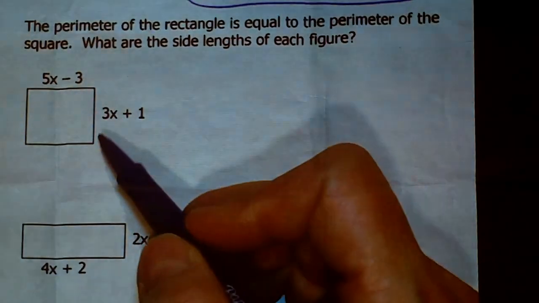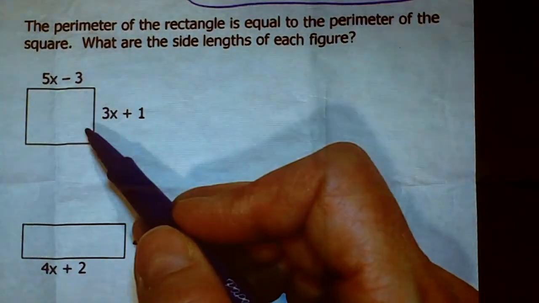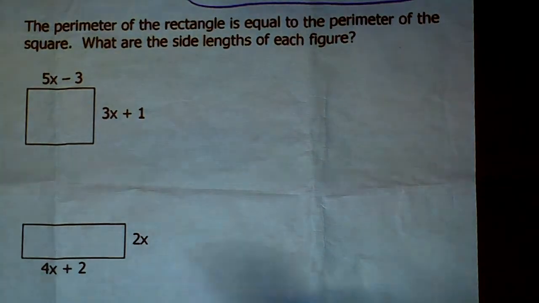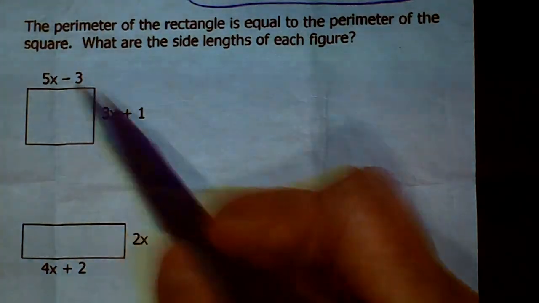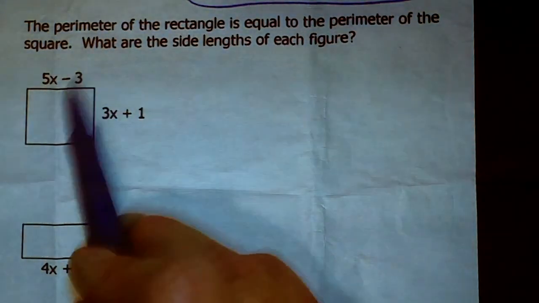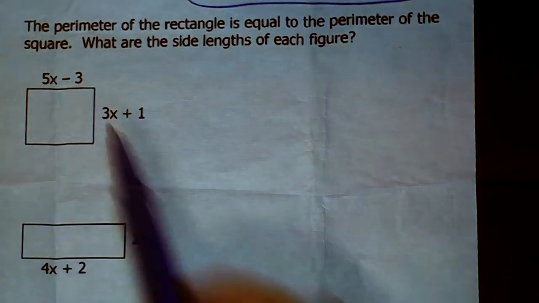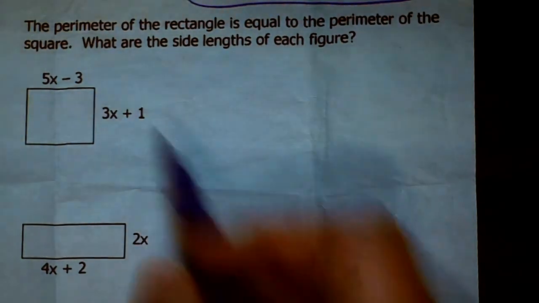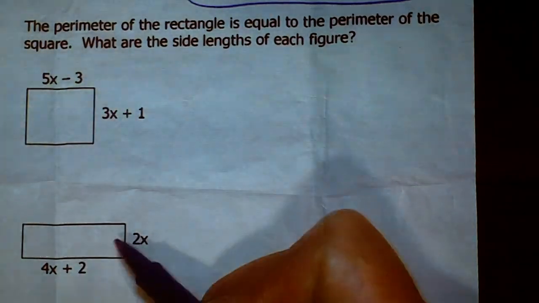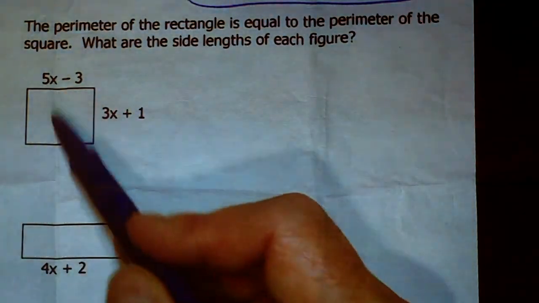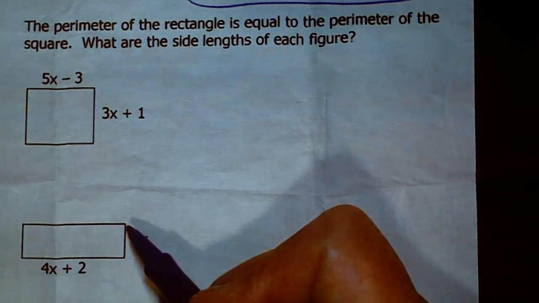So first off, remember that perimeter is the distance around an object, right? And I've given you two sides, but I've given you a square here, and I've given you a rectangle there. So we know that this side and this side are the same, and this side and this side are the same. I know it's silly to have two different expressions here, but they're going to represent the same thing, I promise. Okay, so basically we're saying that the perimeter of this equals the perimeter of that.